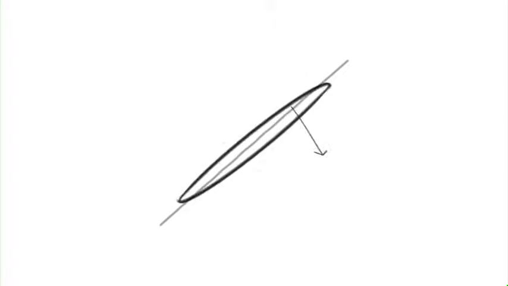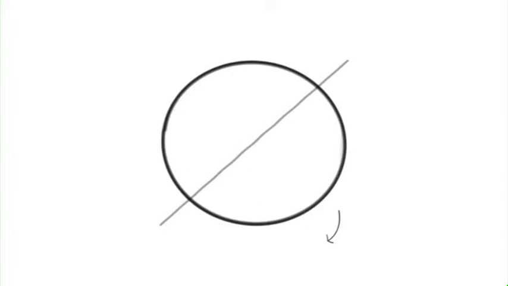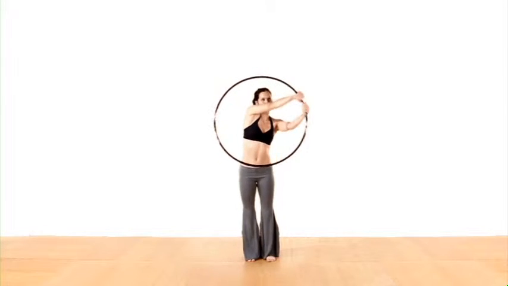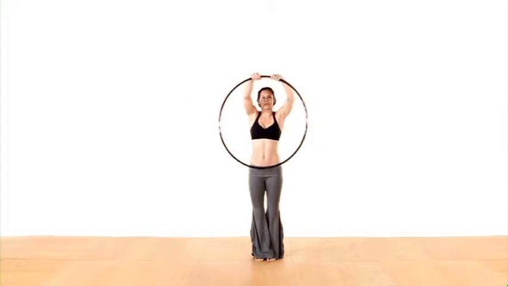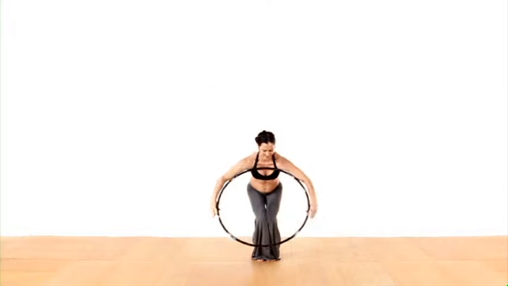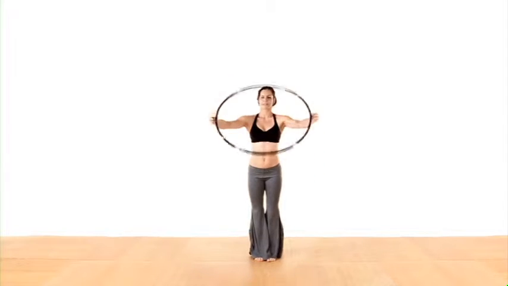In a two-point isolation, 2 points on the hoop remain fixed in space while the hoop rotates around these 2 points. This creates an axis around which the hoop rotates. This is also called an axial isolation. The axis of rotation can be horizontal, vertical, or on angle. In axial isolations, the hoop is creating a three-dimensional shape, a sphere.